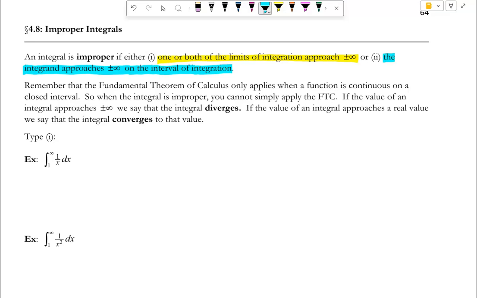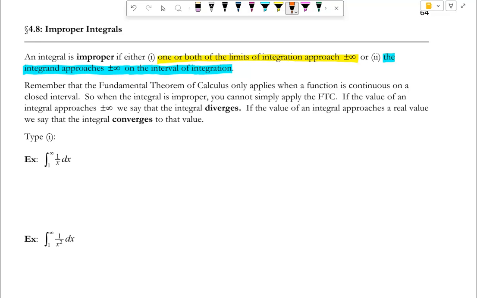So when we are working with this first type of integrals, what we're going to notice is that one of our limits of integration, or both, will be infinity, and we could think of that as unbounded. So we might have this question of how much area is there if I were to integrate, in this first example, 1 over x from 1 to infinity. So is there infinite area, or is there some specific amount of area?